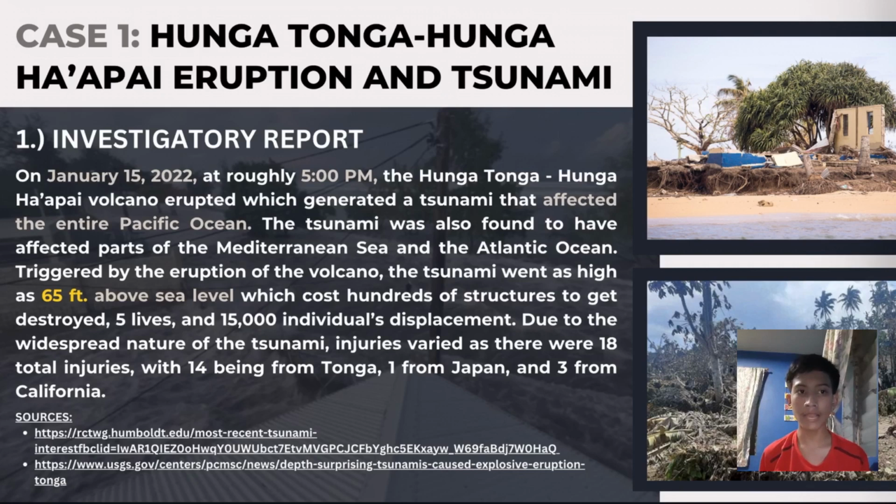At roughly 5 p.m., the Hunga Tonga volcano erupted, which generated a tsunami that affected the entire Pacific Ocean. The tsunami was also found to have affected parts of the Mediterranean Sea and the Atlantic Ocean. Triggered by the eruption of the volcano, the tsunami went as high as 65 feet above sea level, which caused hundreds of structures to get destroyed, 5 lives lost and 15,000 individuals displaced. Due to the widespread nature of the tsunami, injuries varied, as there were a total of 18 injuries, with 14 being from Tonga, 1 from Japan, and 3 from California.